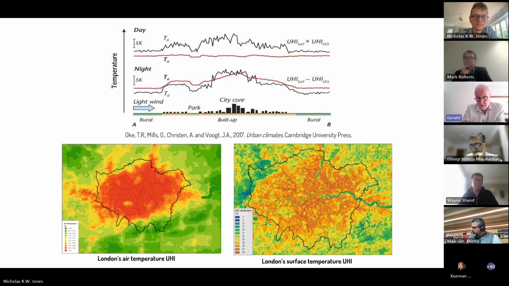The image above, which comes from this book on urban climates, is essentially to distinguish between the nighttime, which is the picture on the left-hand side, and the daytime, which is the picture on the right-hand side, heat islands. So think about your interventions based upon what you're trying to resolve. Trying to fix the air temperature heat island is much more difficult than trying to fix the surface heat island. Next slide, please.